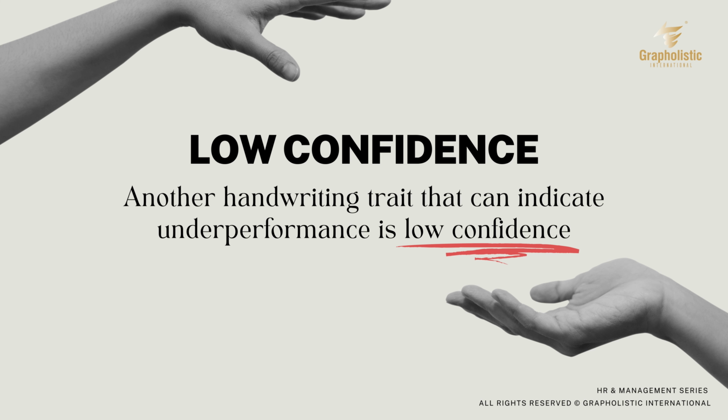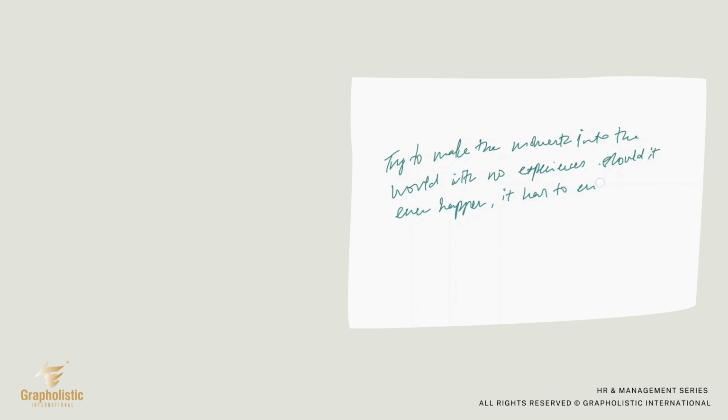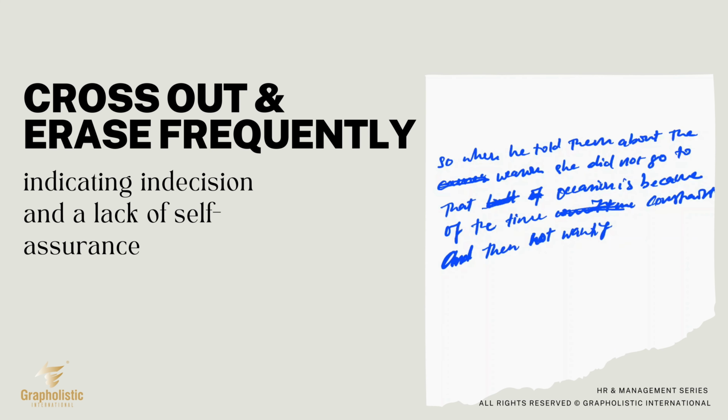Another handwriting trait that can indicate underperformance is low confidence. Employees who lack confidence may have small, cramped handwriting, and they may use light pressure when writing. They may also have a tendency to cross out and erase frequently, indicating indecision and a lack of self-assurance.